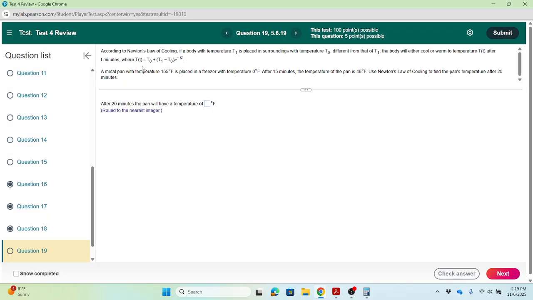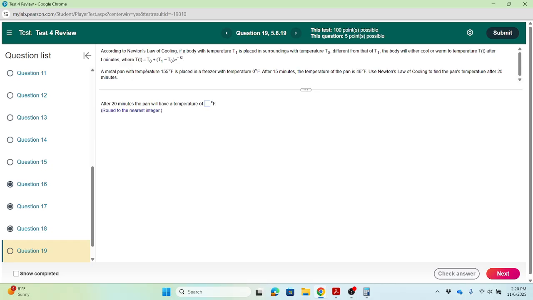According to Newton's law of cooling, if a body with temperature T1 is placed in surroundings with a temperature T0 different from that of T1, the body will either cool or warm to temperature T(t), which is a function of time, after t minutes. So how do you calculate the temperature? The temperature is the surrounding temperature plus the difference between those two temperatures, times e to the power negative k times t. This is the formula we have been given, so we need to use it to answer this question.